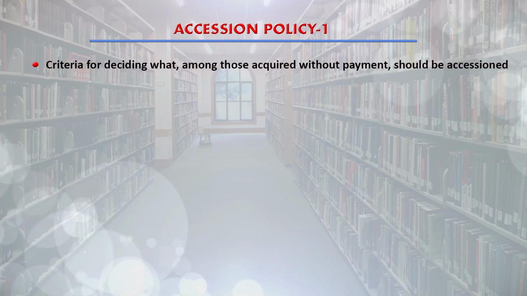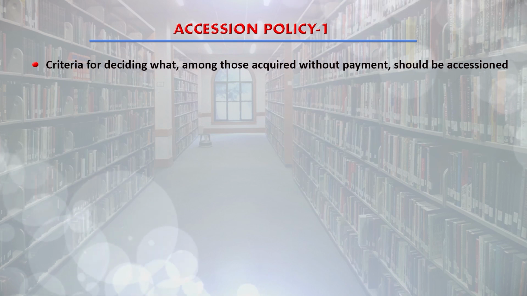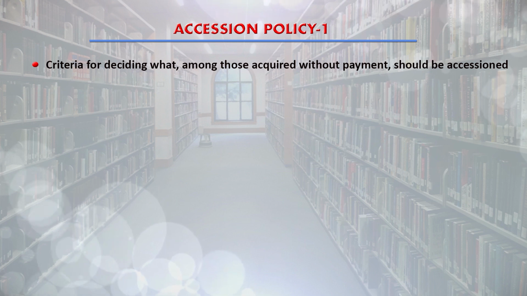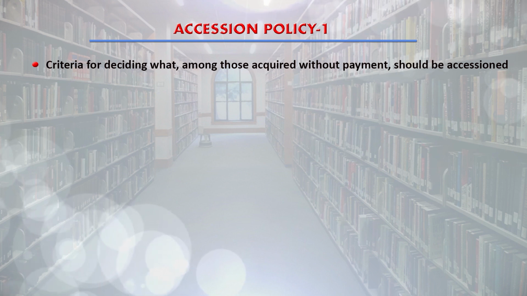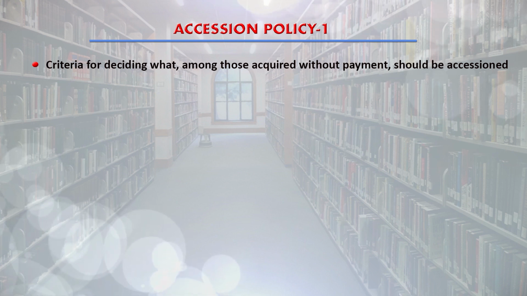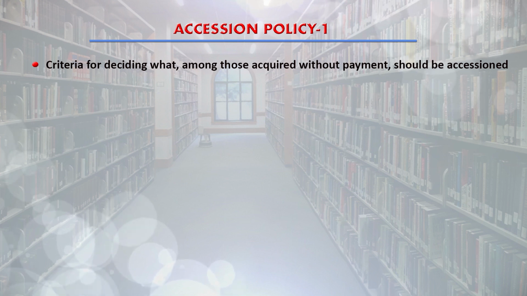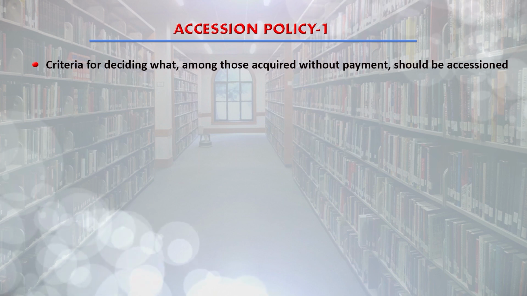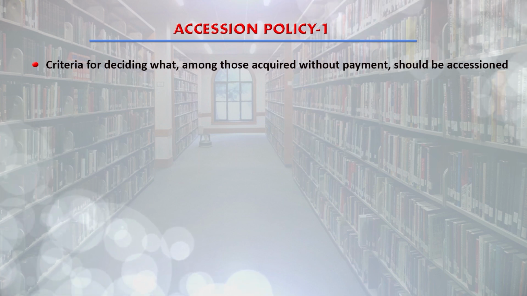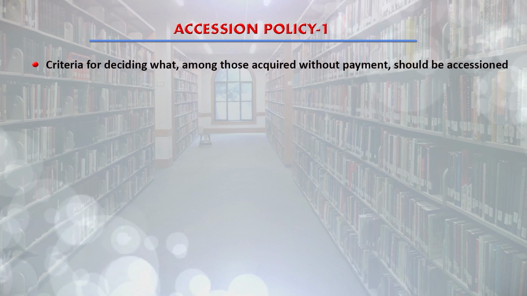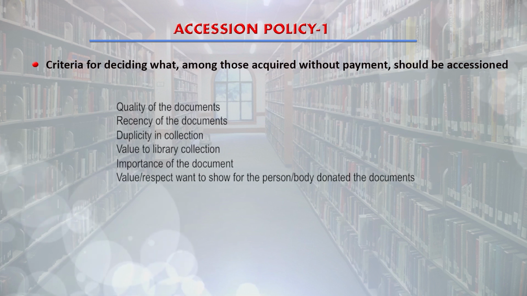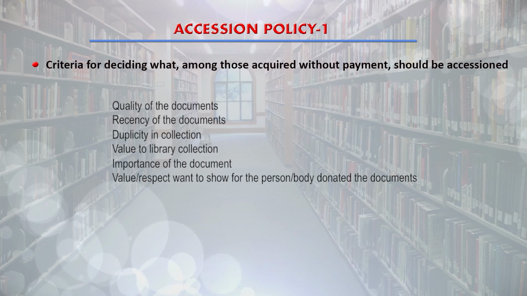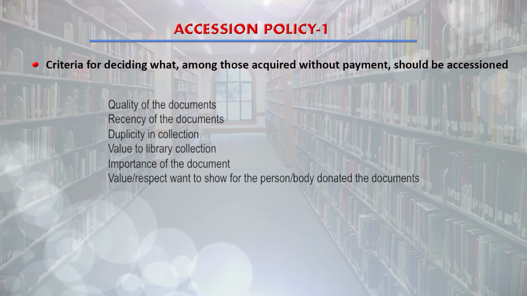Now, accession policy: there are certain criteria you have to follow. One thing you have to remember is that we purchase documents based on our library's objective. There should not be any duplicacy, and there should not be any old document we purchase unless it is required. Quality of the document we have to ensure. Then recency of the document, and value to the library collection, which is most important.